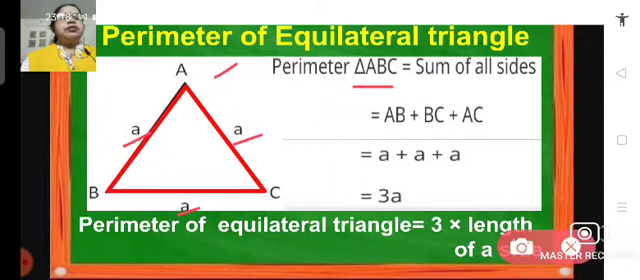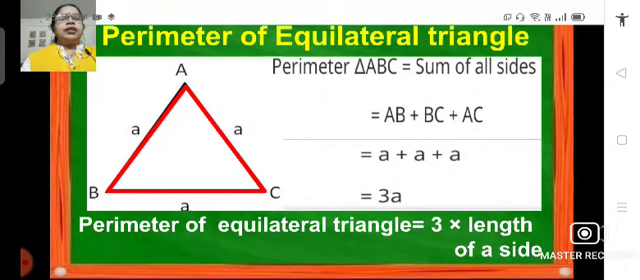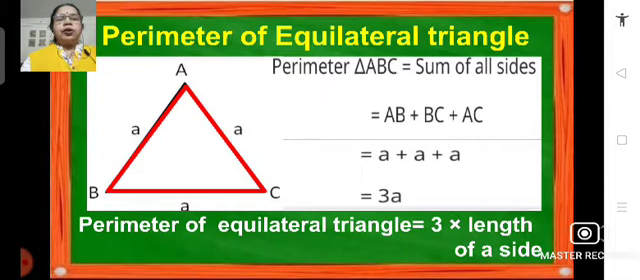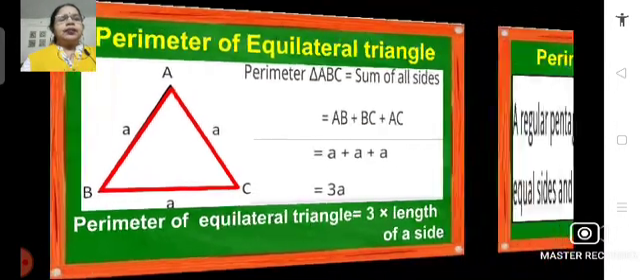Now, the perimeter will be the sum of all its sides. That means it will be equal to AB plus BC plus AC. And we know the length of each side is a, so it will be a plus a plus a. That means it is 3 times a, or 3 multiplied by a. So, what will be the perimeter of an equilateral triangle? It will be 3 into the length of a side. By using this formula, we can find the perimeter of an equilateral triangle.